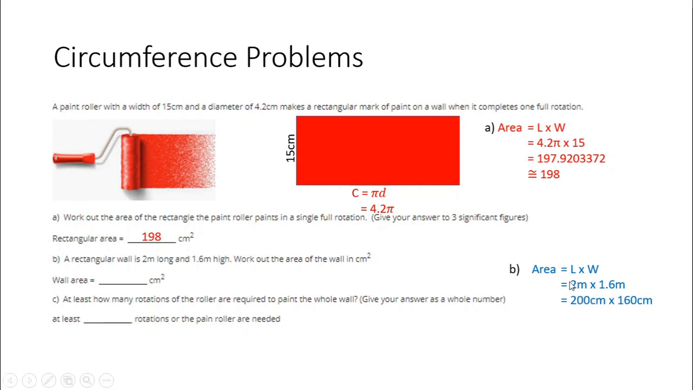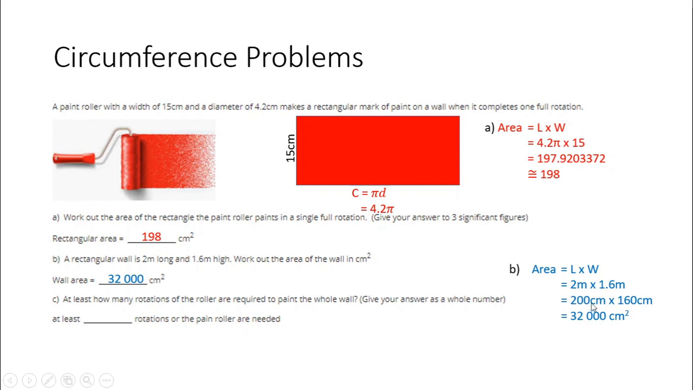So 2 meters times 100 is 200 centimeters. 1.6 meters times 100 is 160 centimeters. So I'm doing 200 times 160, which is 32,000 centimeters squared. So in centimeters squared, the wall area is 32,000 centimeters squared. At least how many rotations of the roller are required to paint the whole wall? Give your answer as a whole number. So we're talking about full rotations here.